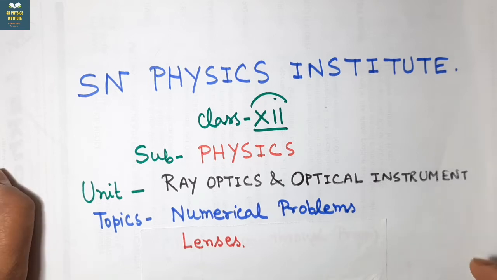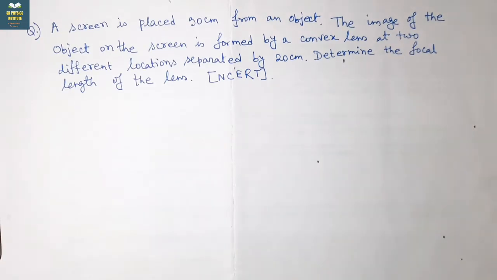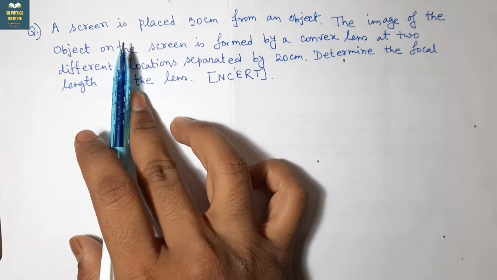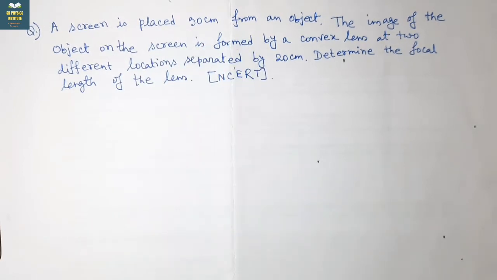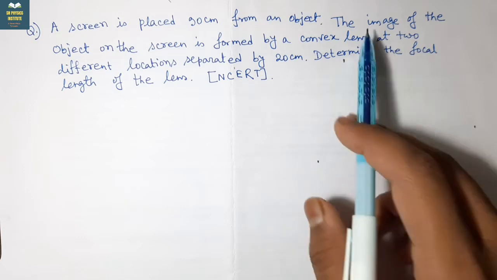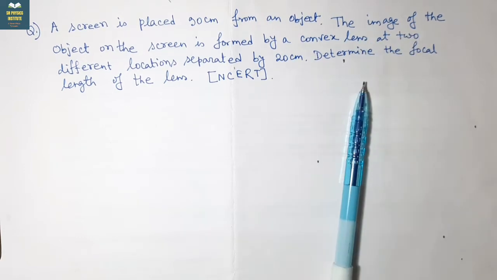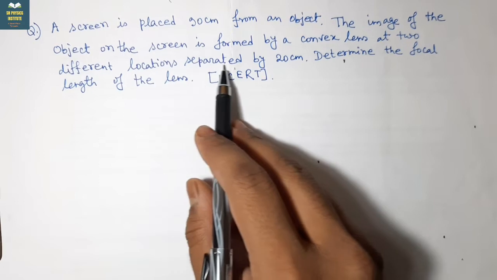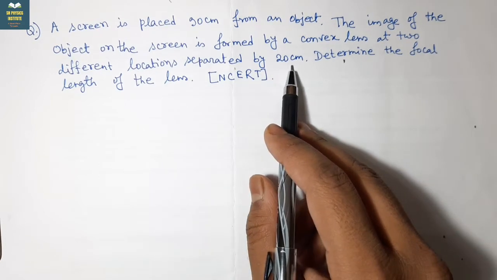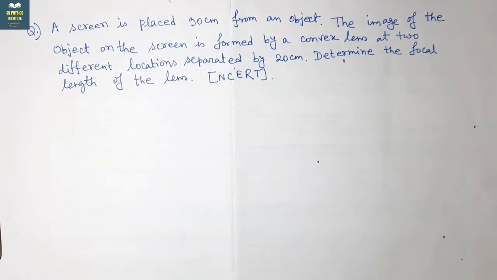So let's start. The first numerical is: A screen is placed 90 centimeter from an object. The image of the object on the screen is formed by a convex lens at two different locations separated by 20 centimeter. Determine the focal length of the lens.